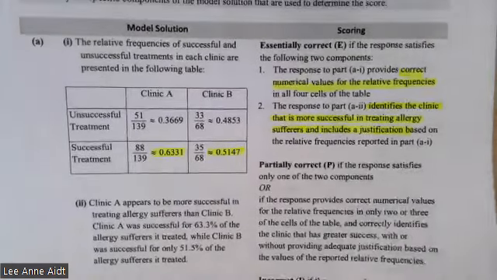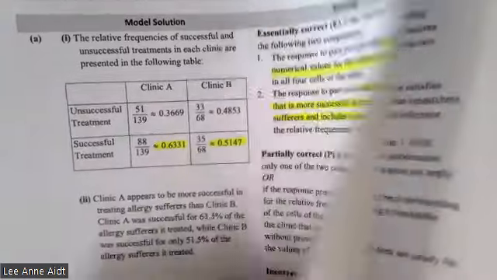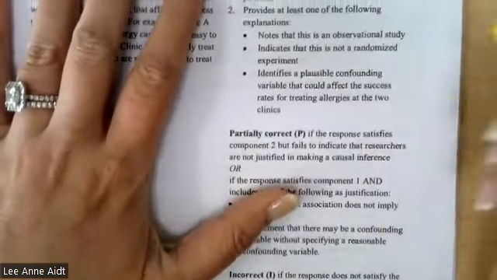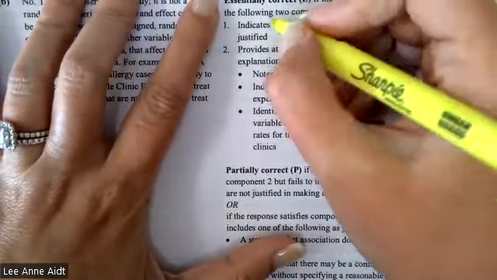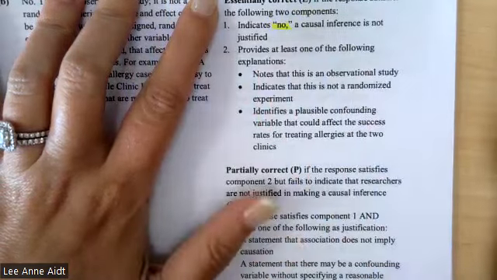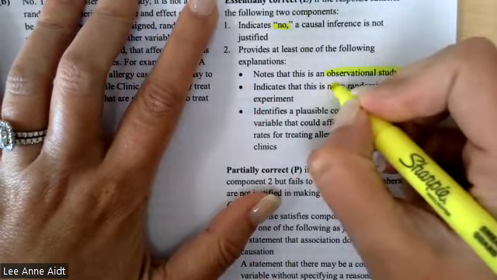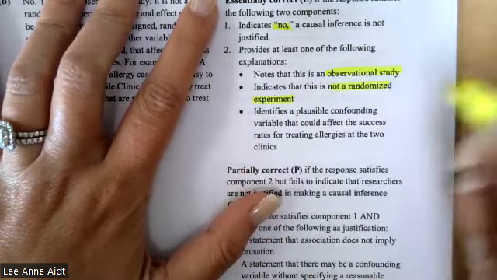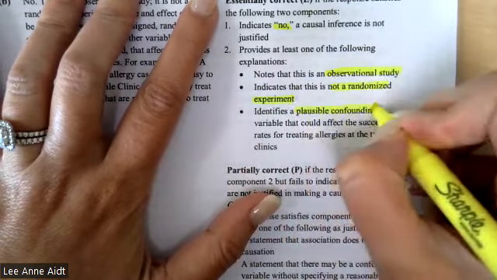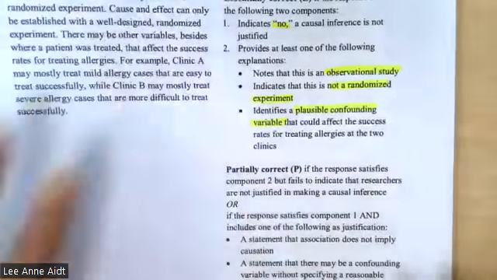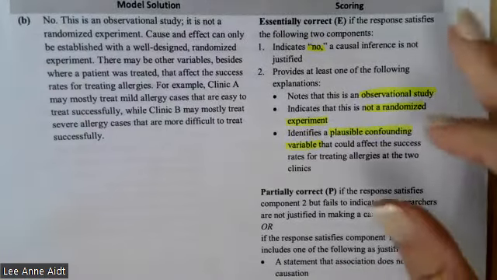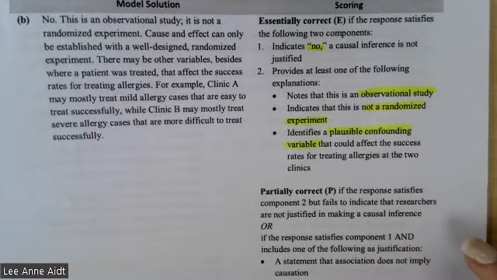Okay, B. B is my favorite because it gave you an entire page to write one sentence. That was the funniest thing. I know. Okay, so you need to say no. And then you need to either say that it's an observational study, it's not a randomized experiment, or identify a plausible confounding variable. You could literally say no, it's an observational study, and get an E for this question.